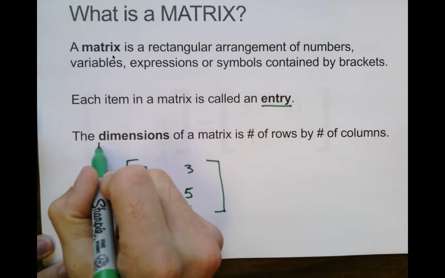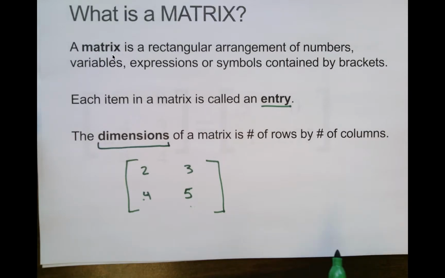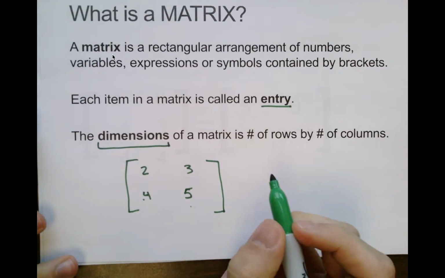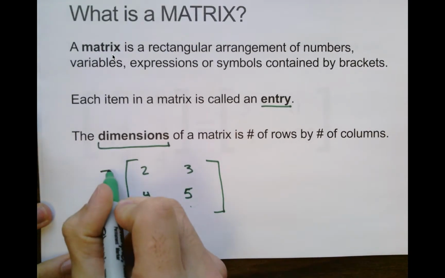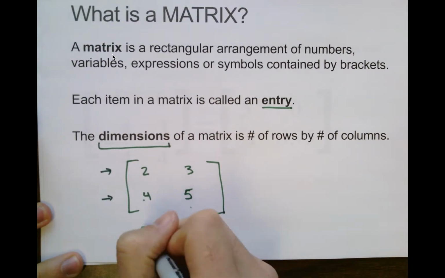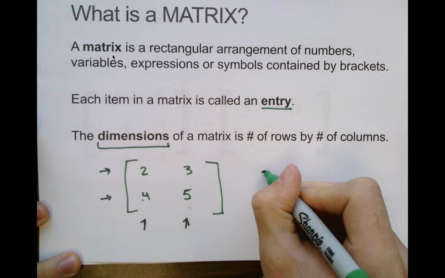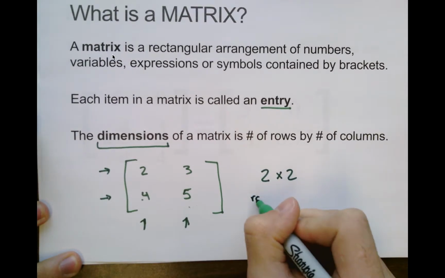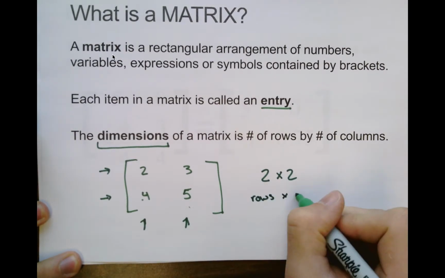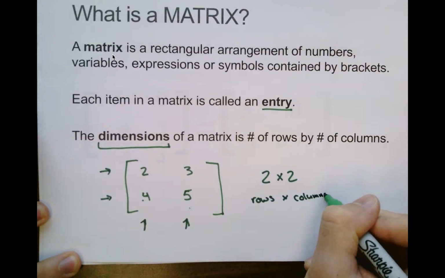One last piece of information before we actually move into some different things about these is dimensions of matrices. So how we can describe matrices is by the number of rows and columns that we see of information in here. So if I take a look at this, what we have is 2 rows by 2 columns. So the dimensions of this matrix would be 2 by 2. We're going to always say rows by columns.